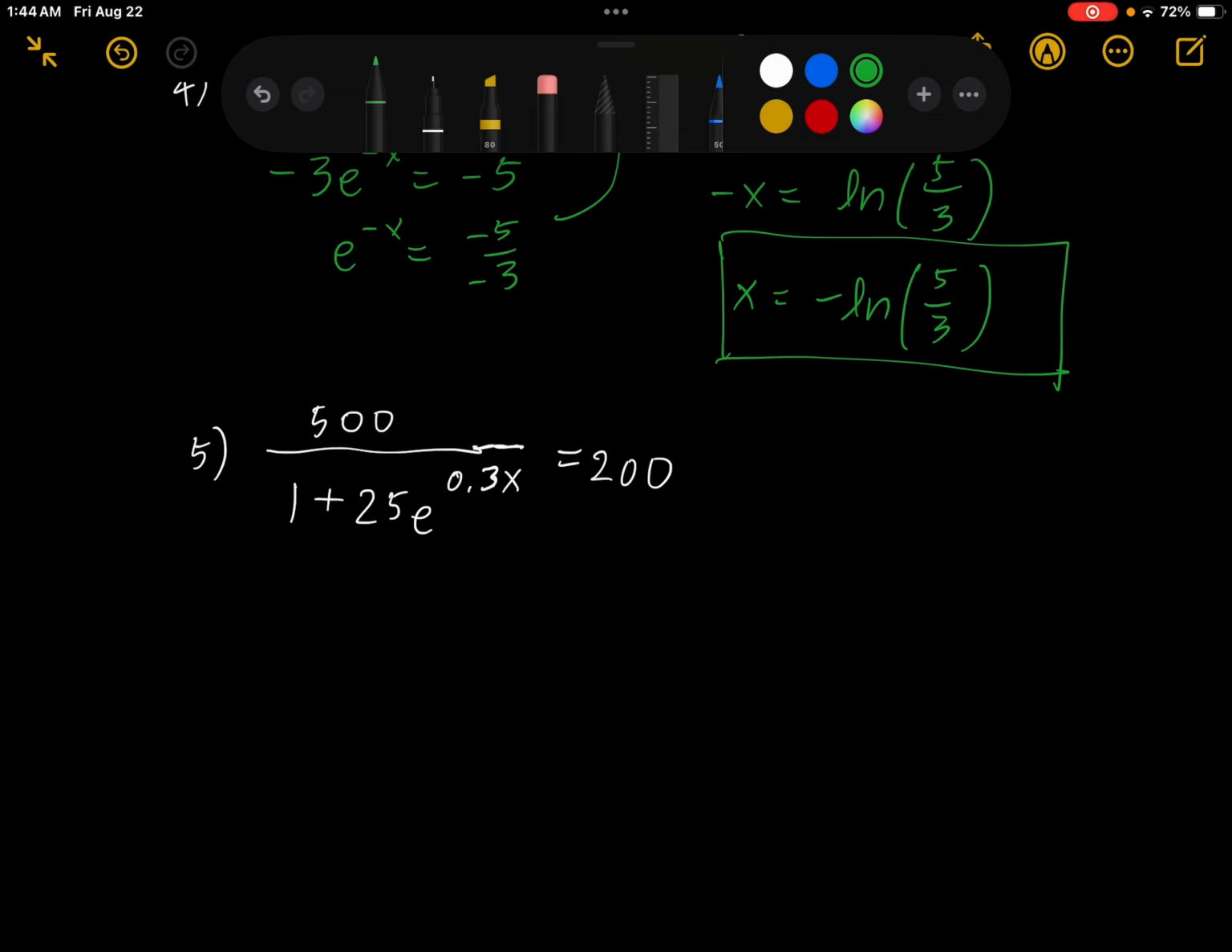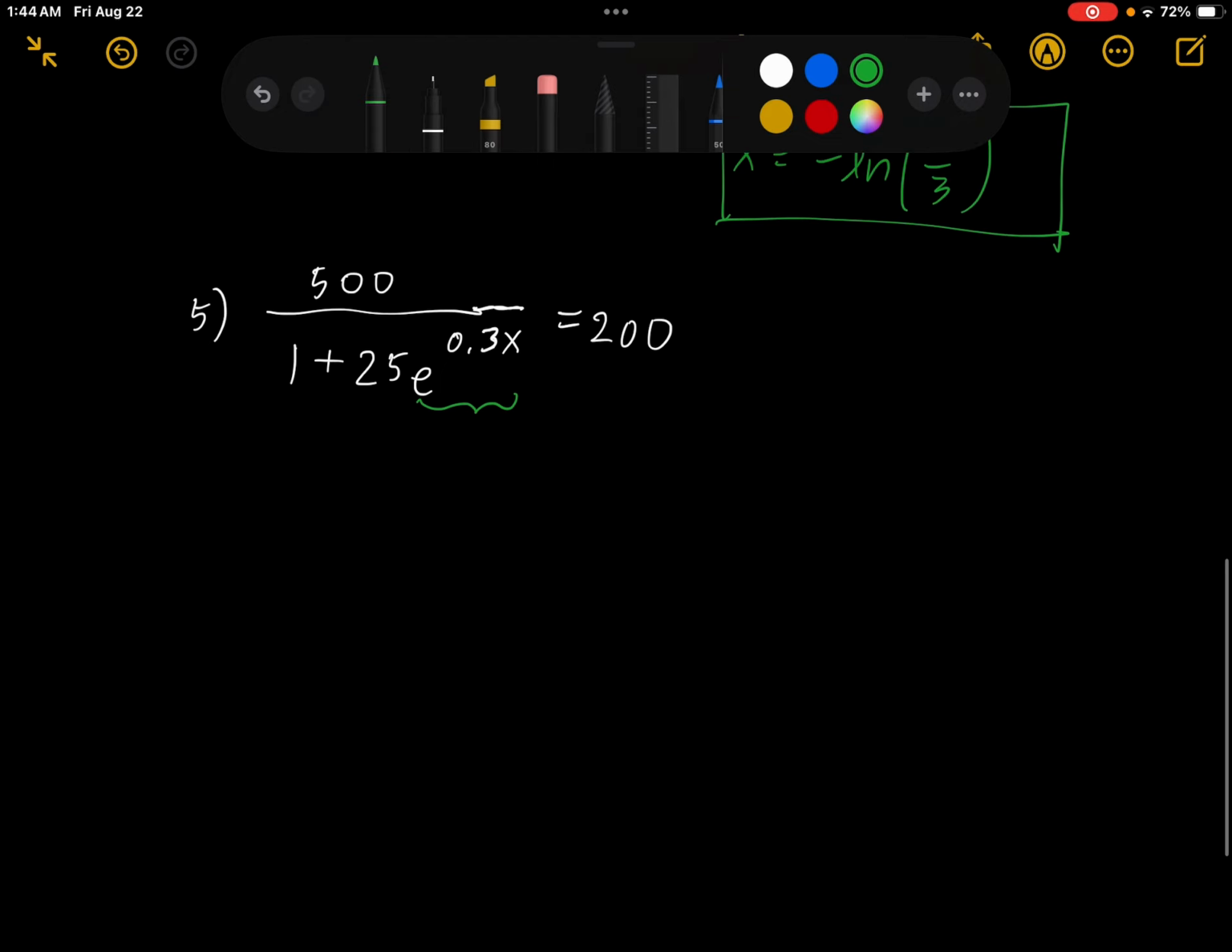Okay, let's do one more. So this time we have something a bit more complicated: 500 divided by, in parentheses, 1 plus 25e to the 0.3x equals 200. Well, the same principle for doing the other problems applies to this problem. We want to get the e to the 0.3x by itself. So hopefully you're familiar with how to do this.